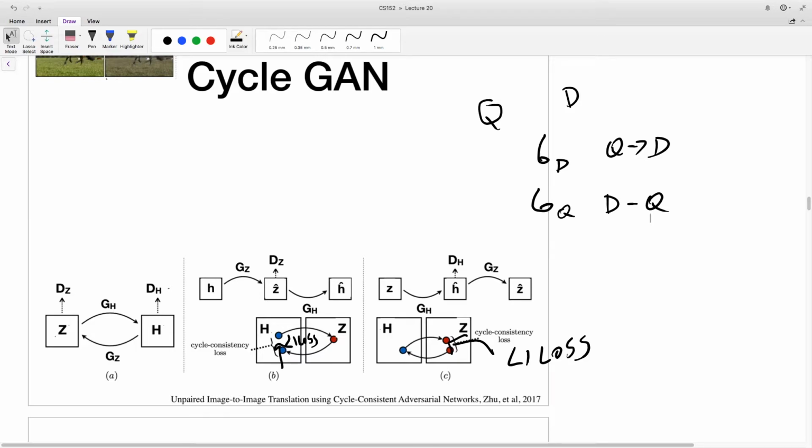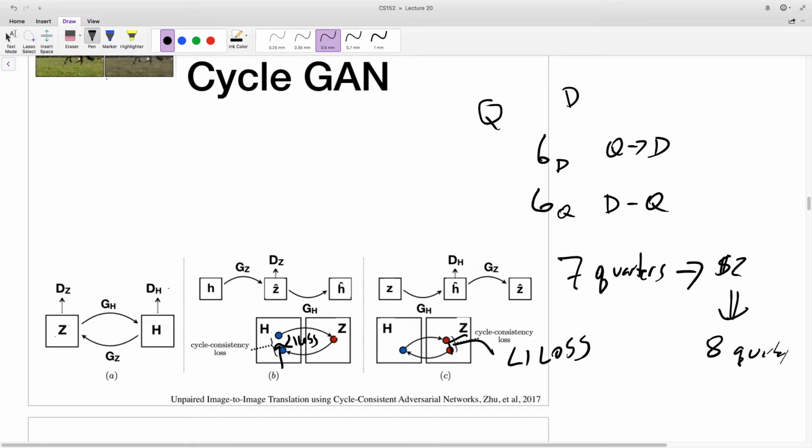Now, we might not be perfect, right? Let's say we take 6 quarters or 7 quarters. How many dollars are we going to turn that into? Oh, well, I forgot to tell you it's integers. So it's $1, $2, $3. Yeah, so let's say we go to $2. And then if we take that back to quarters, I guess the closest we'll probably get is 8 quarters. So here, our cycle loss equals 1.